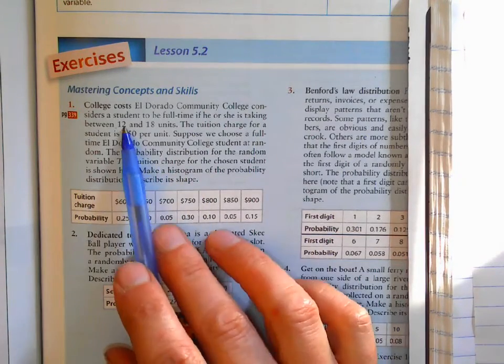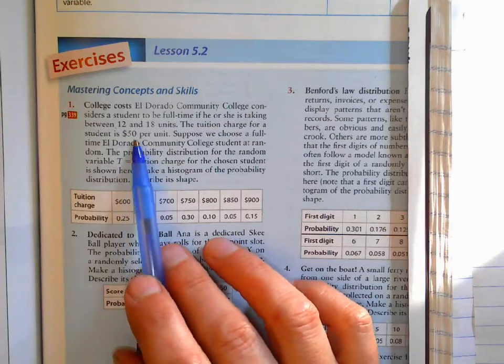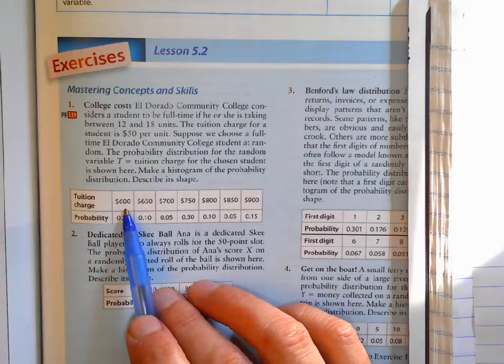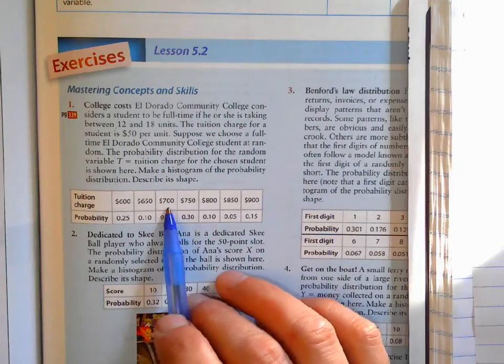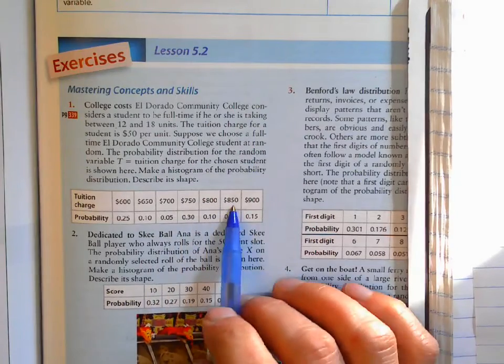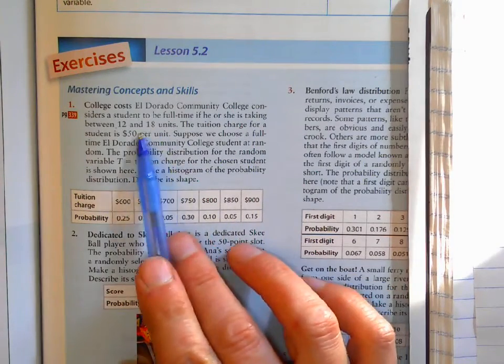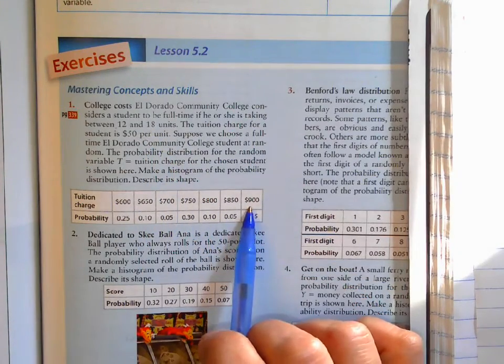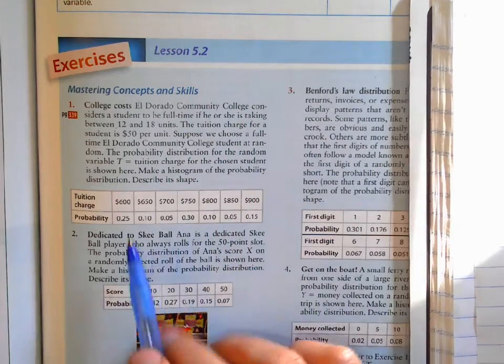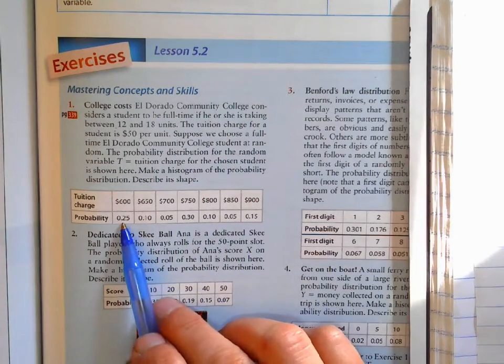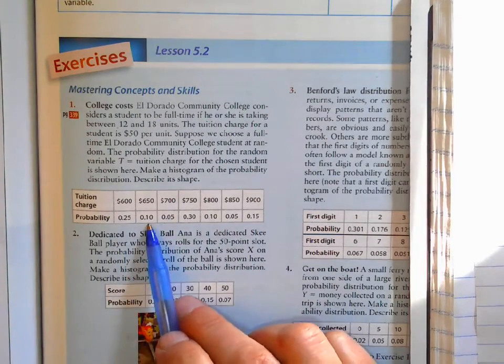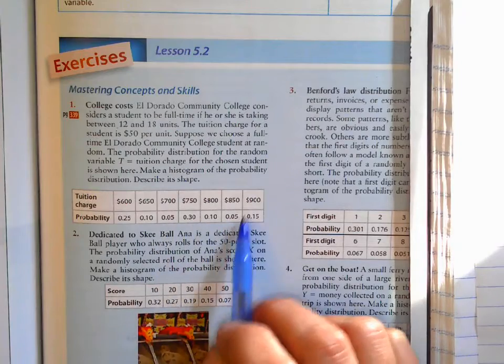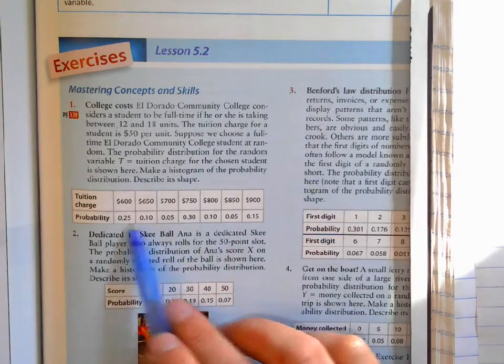So if they take 12 units, 12 times 50 would be $600. 13, 14, 15, 16, 17, or 18 credits, right? 18 times 50 would be $900, okay? So, 12 credits happen 25% of the time, 13, 14, 15, 16, 17, 18. Okay, now, notice the higher percentages here, here, and here.